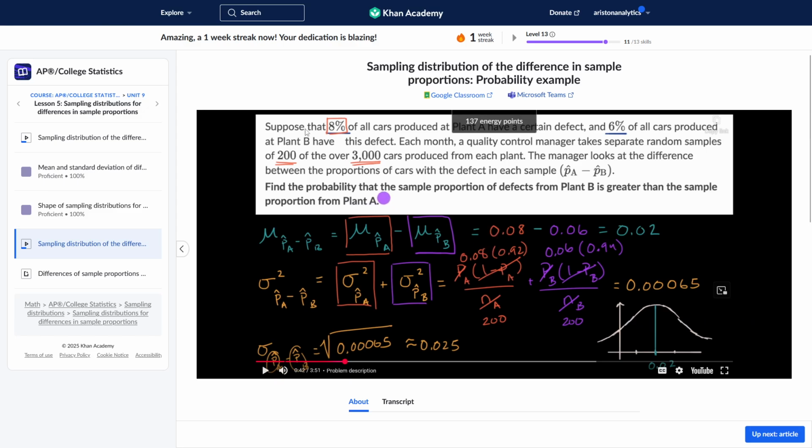We've already dealt with this in the last unit, dealing with normal distributions and density curves and these kinds of problems. So essentially all we're being asked here is to figure out the new distribution, find the new mean, find the new standard deviation, and find the area under the curve that satisfies this condition: the probability that the sample proportion of defects from plant B is greater than the sample proportion from plant A.